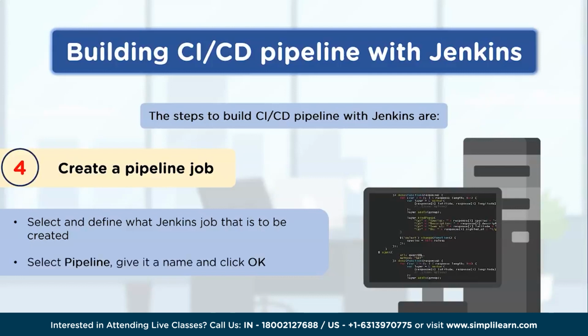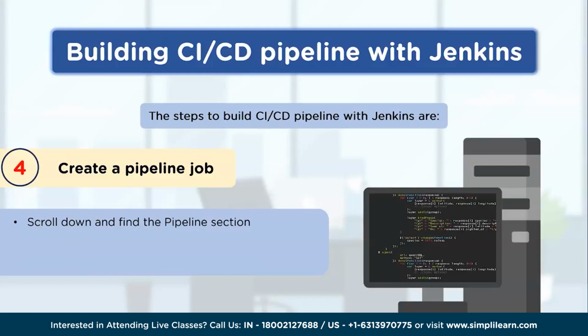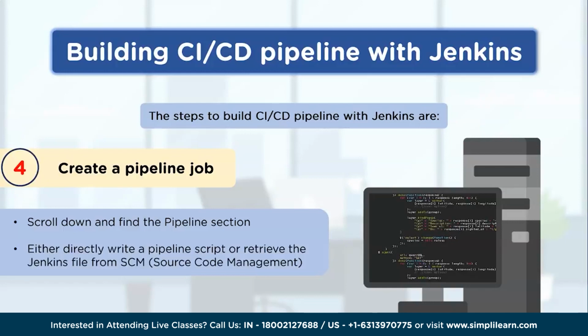Now when the pipeline is selected, we can give a particular name, this is the name which is available, and then we can say okay over there. Now you can scroll down and find the pipeline section. This is the way the pipelines are managed. So you will scroll down, find the pipeline section and go with the pipeline script.